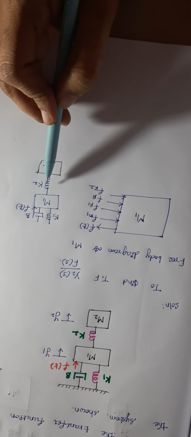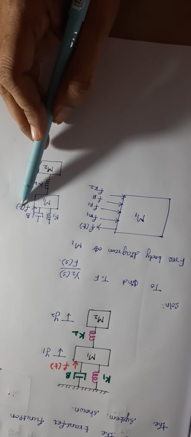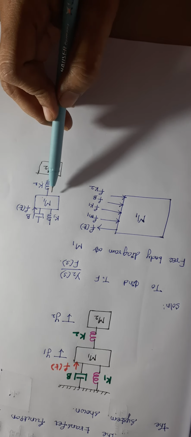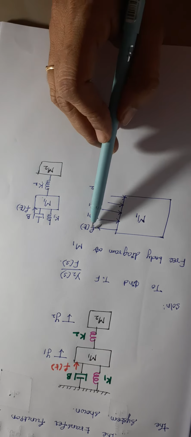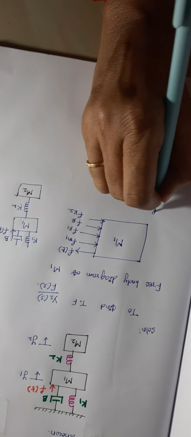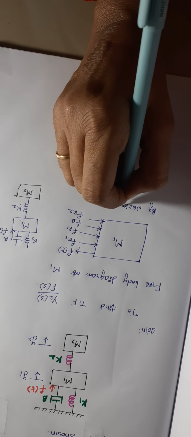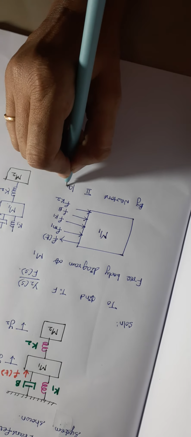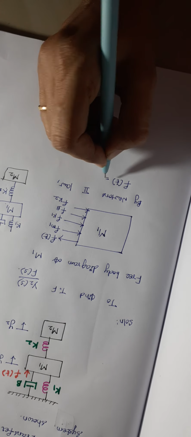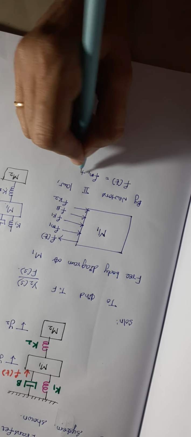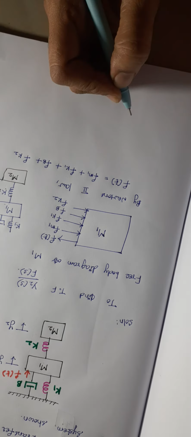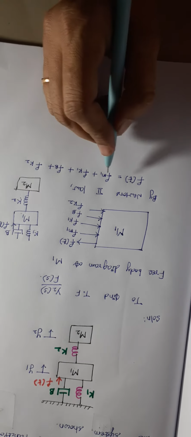So 1, 2, 3, and this is the applied force, 4, and apart from that there is another opposing force provided by mass m1. So totally 5 forces are acting on mass m1: 1, 2, 3, 4, 5. Again by Newton's second law, the applied force f(t) is equal to the opposing forces, that is f_m1, f_k1, f_b plus f_k2.